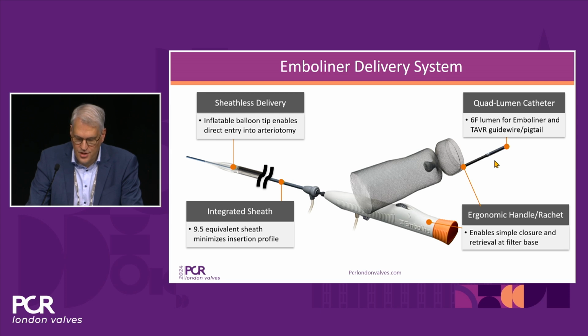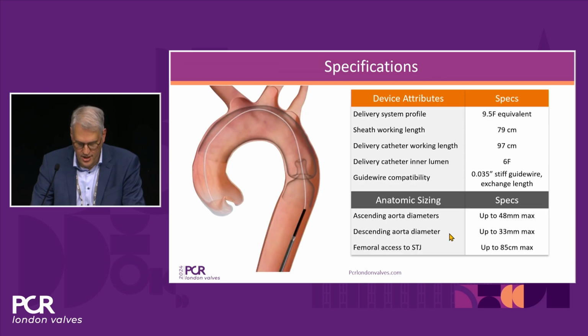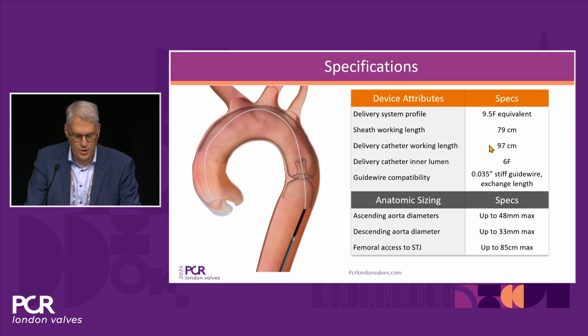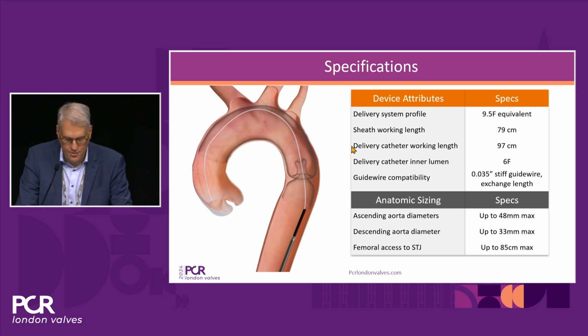And the catheter is a quad-lumen catheter, which shows the TAVI guide wire on the one side and the pigtail on the other side. All this can be achieved with this ergonomic handle, as you can see here. Again, the system is 9.5 French equivalent. The sheath working length is close to 80 centimeters, and the delivery catheter is close to 1 meter, so the typical length which we know from other catheters.